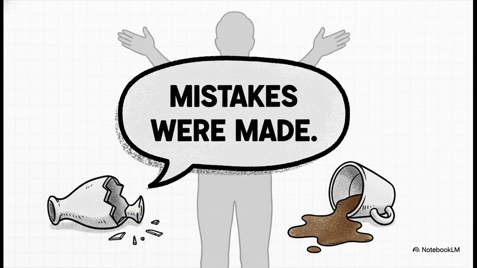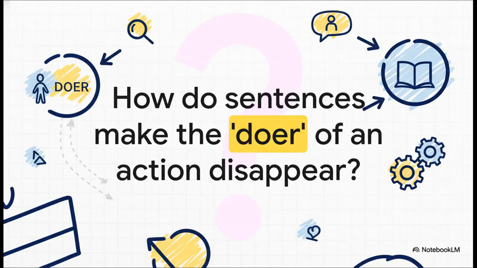And this is a classic example. Mistakes were made. You hear this all the time for a reason. It's brilliant, really. It acknowledges that, yeah, something went wrong, but it doesn't point a finger at anyone. The person or people responsible are just conveniently missing from the picture. So what is this secret? How is this little grammatical magic trick actually performed?